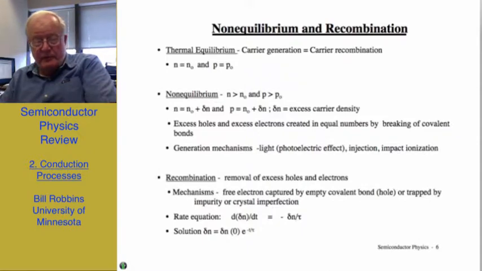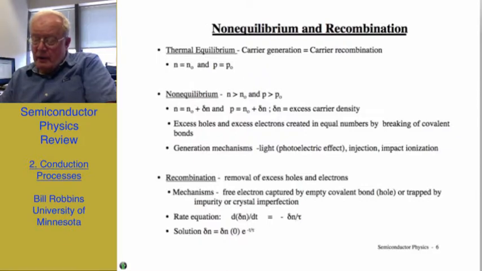However, when we apply currents and voltages to the semiconductor, we're in a non-equilibrium situation, and it may be that the total number of free electrons is larger than n0 and the total number of holes is larger than p0. There are several mechanisms that can generate these excess carriers so that p is greater than p0 and n is greater than n0.